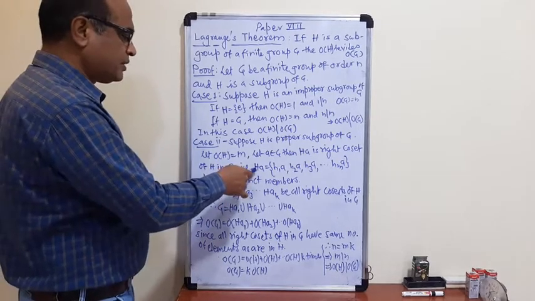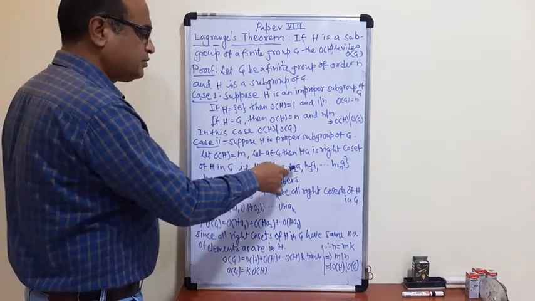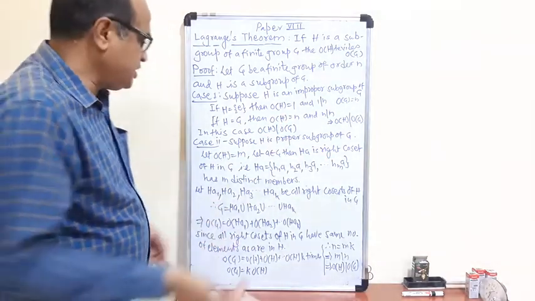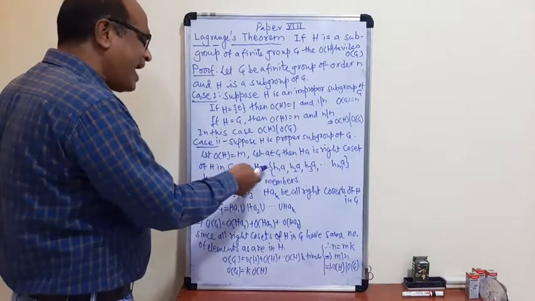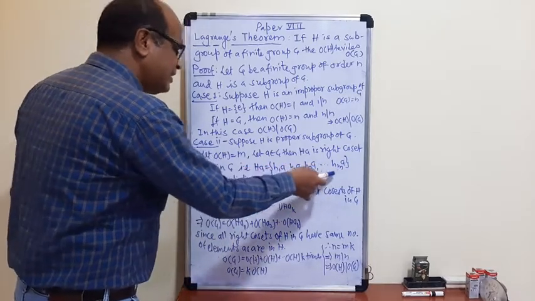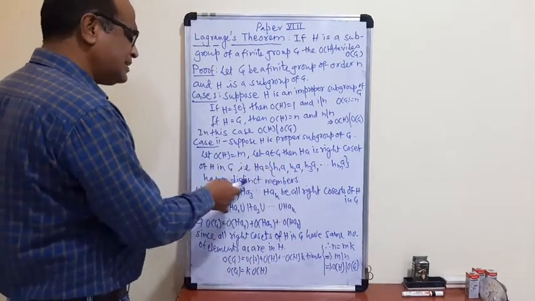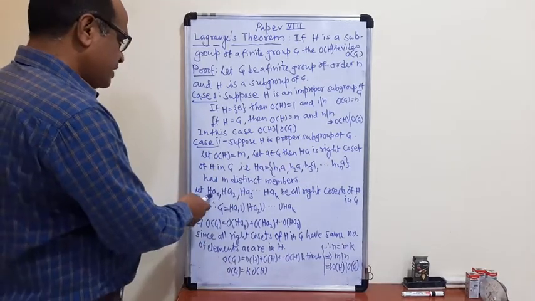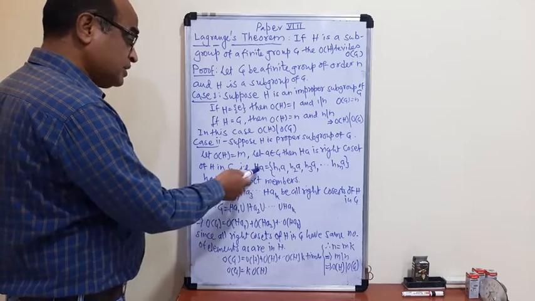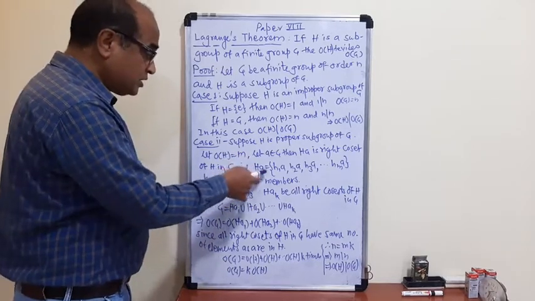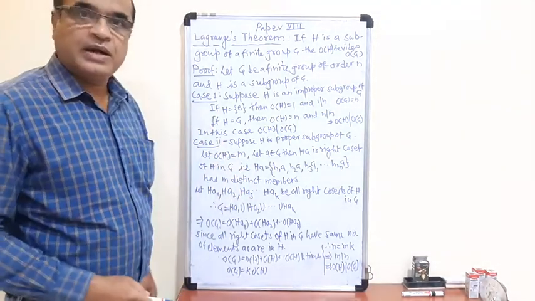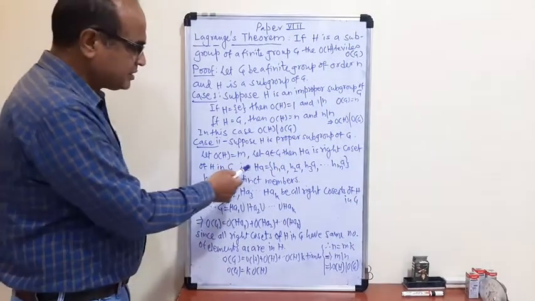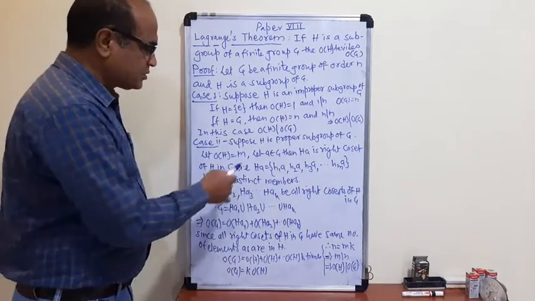So what is the right coset? Ha is h1a, h2a, h3a, and so on, hma. Since the order of H is m, there are m distinct members. This is one right coset, obtained by multiplying H by a from the right. So this is a right coset, and this is the definition.